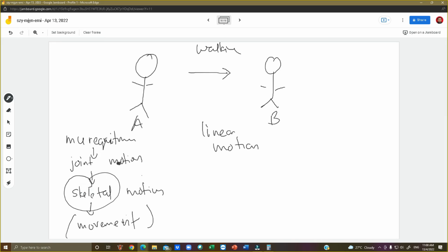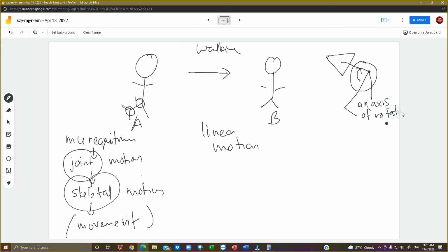Okay, what caused this motion? Skeletal. What causes skeletal motion? Joint. You are going to have rotation at the hip. You are going to have rotation at the knee, flexion, extension. Semua rotation lah tu. All of this rotational motion. In order for you to move, you are going to have movement here. And this rotation occurs with the presence of an axis of rotation. Ada paksi. When there is paksi, this is known as angular motion.